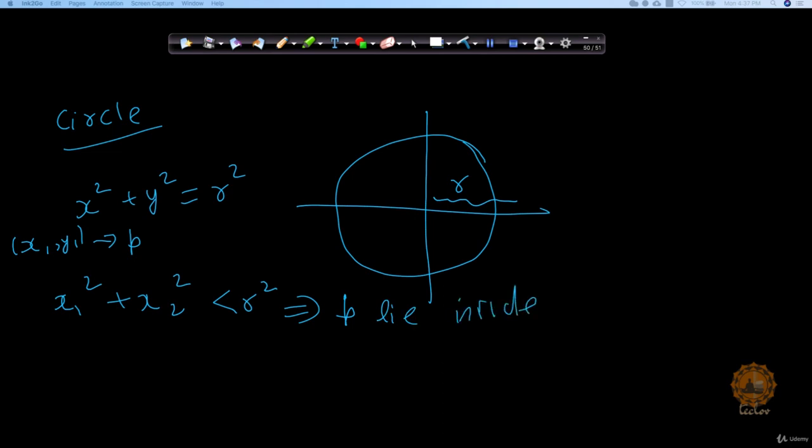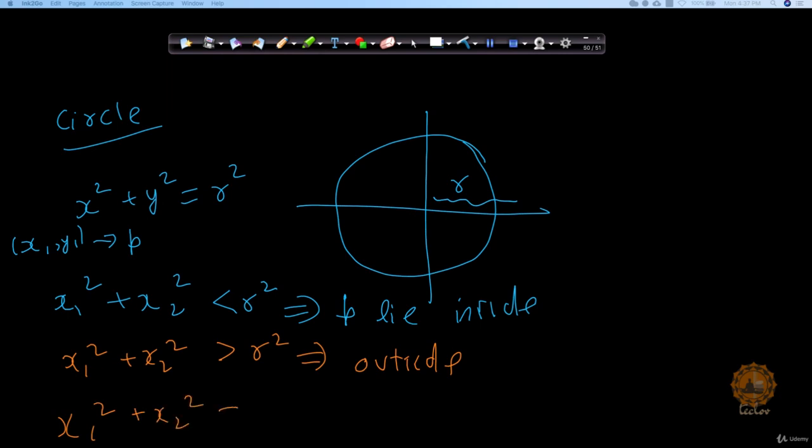Similarly, if I say x1 square plus y1 square is greater than r square, then it is outside the circle. If it is equal to r square, this is going to lie on the circle, right? So this is going to lie on the circle. Now this is basically going to be your equations here.